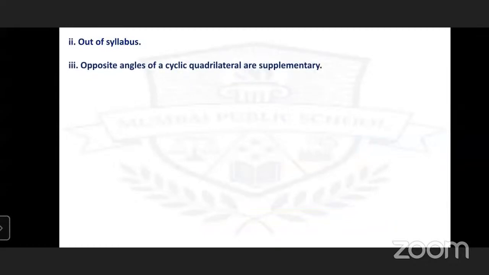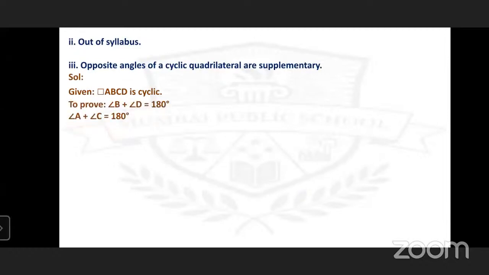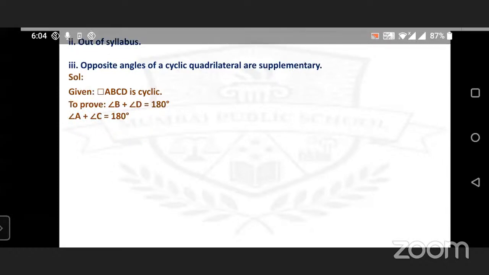Now, second question. Second question is out of syllabus, so we never discuss it. Next, third question. Opposite angles of a cyclic quadrilateral are supplementary. So supplementary. Okay. Opposite angles of a cyclic quadrilateral are always equal to 180. So here we have to prove that. Okay. Now solution. Now quadrilateral ABCD is cyclic. Here it is given that ABCD is a cyclic quadrilateral. Yes. So here we have to prove that angle A plus, we draw the, just a minute.